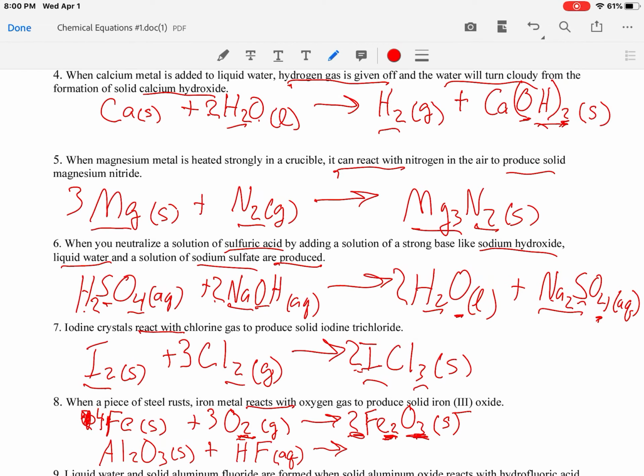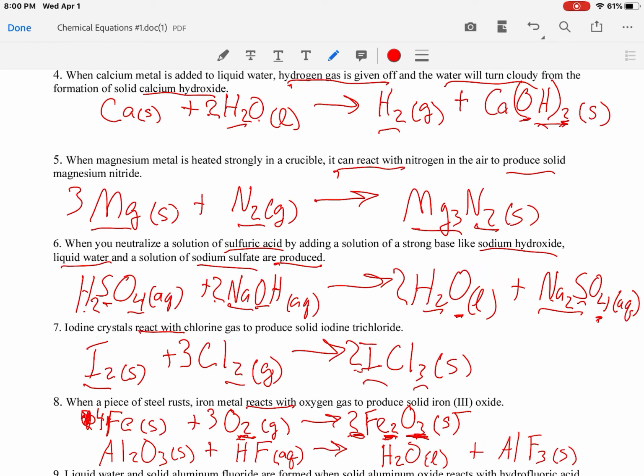The products again are water, and that is liquid water, so L here for liquid water. And the other product is aluminum fluoride. Aluminum, remember, is at the top of that diagonal. It has a +3 charge, and fluoride is a -1. So the formula here is AlF3, and that is in the solid state.